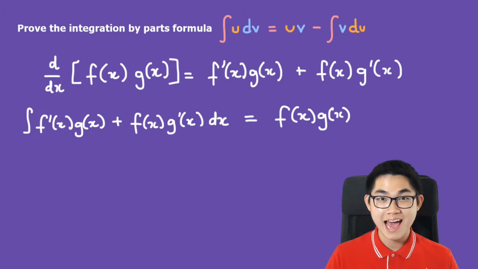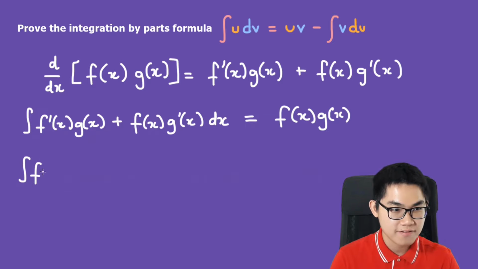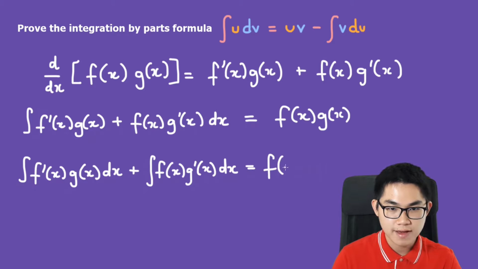Another thing that I want to add in is that you might say, well, the integral of this is going to be this plus c, right? But in order for our proof to work, we're going to say that c is equal to 0. And since there is a plus sign here, we can split the integral apart. So we have the integral of f prime of x, g of x, dx, plus the integral of f of x, g prime of x, dx, and that's going to be equal to f of x, g of x.